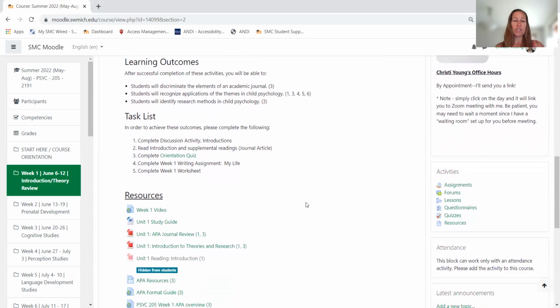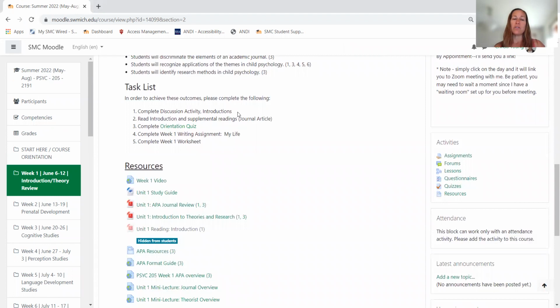The tasks for this week include doing a discussion activity, introducing yourself to the class, reading the introduction as well as supplemental readings that are attached on Moodle, completing the orientation quiz, which I mentioned before. You actually won't have access to this unless you have, and also doing your first writing assignment and worksheet.